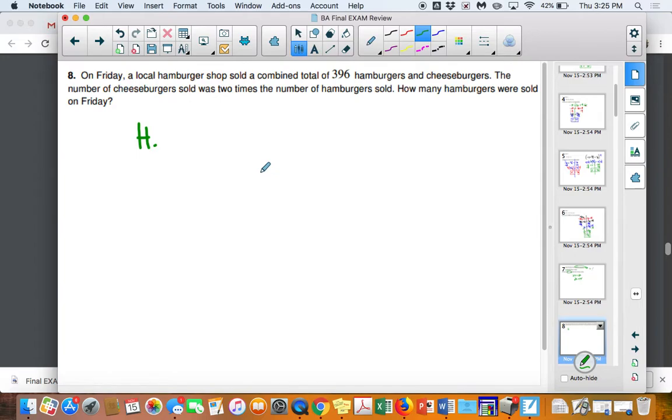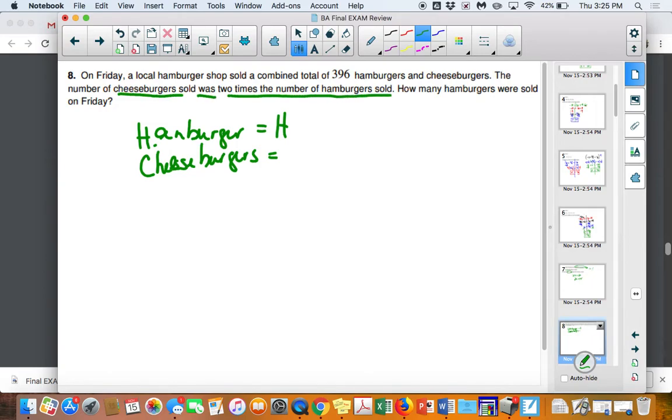There's actually 2 ways to work this, and it just depends on which way you see it. I think it's just easier to label. Let hamburgers be H, right? Then you've got cheeseburgers. Don't call it C. Look up here and see what they defined it as. The number of cheeseburgers, which is what we're interested in, was 2 times the number of hamburgers. Well, we just called hamburgers H, so if it's 2 times, that would be 2H, correct?